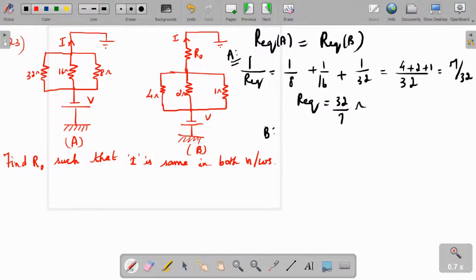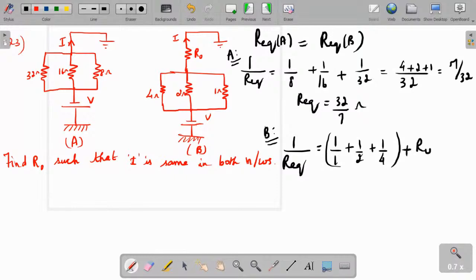Similarly, for network B, what is the equivalent resistance? 1 by R equivalent is equal to 1 by 1 plus 1 by 2 plus 1 by 4. All these things will be in series with R0. So here LCM will be 4. So 4 plus 2 plus 1 plus R0. So you get 4 by 7. No, 7 by 4. Right?